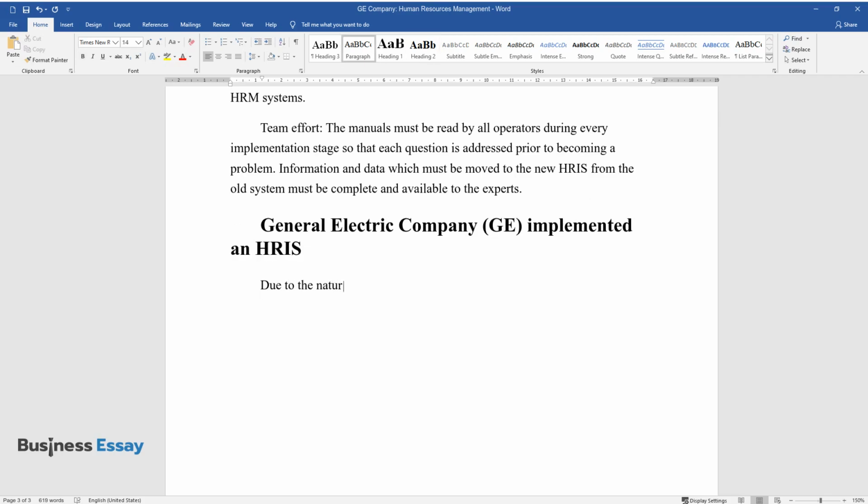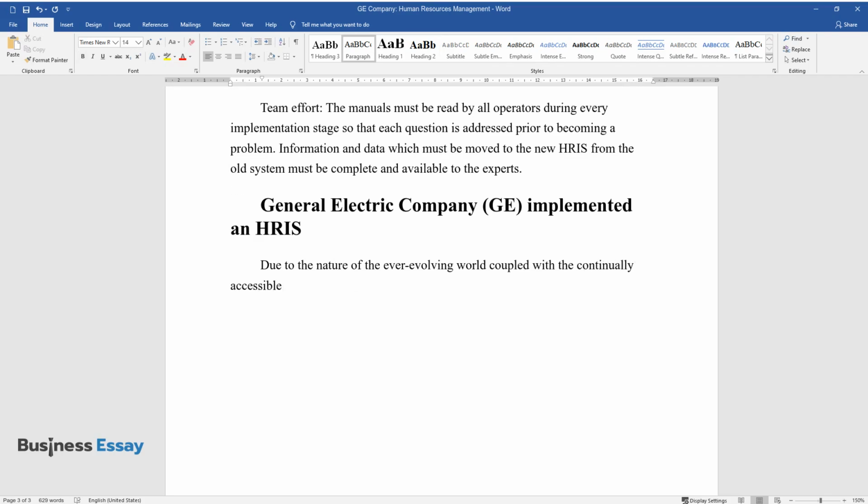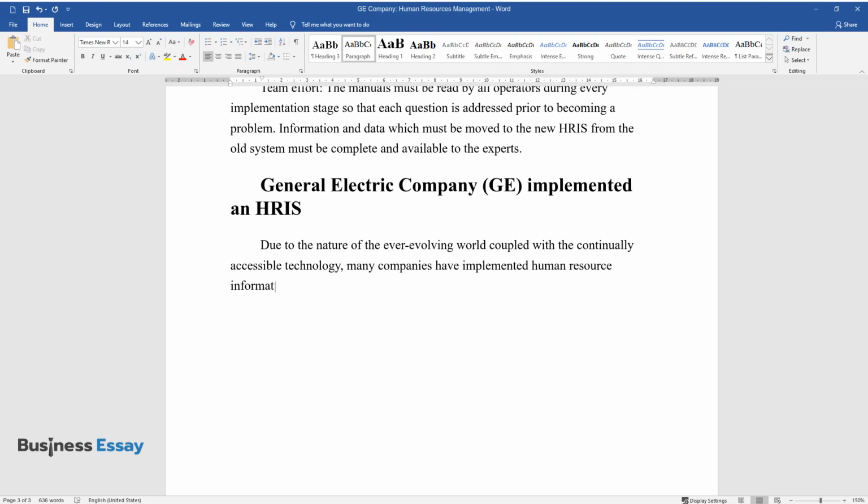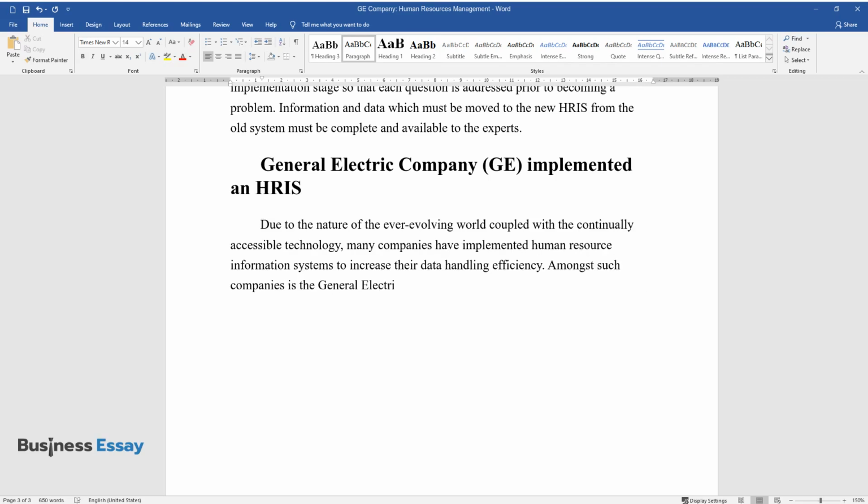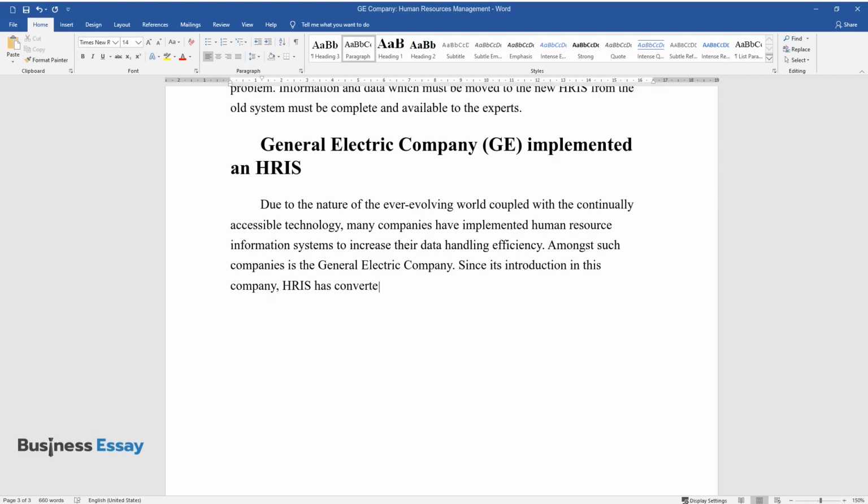Due to the nature of the ever-evolving world coupled with the continually accessible technology, many companies have implemented human resource information systems to increase their data handling efficiency. Amongst such companies is the General Electric Company. Since its introduction in this company, HRIS has converted most of the GE blue-collar info storing structures into high-tech systems.